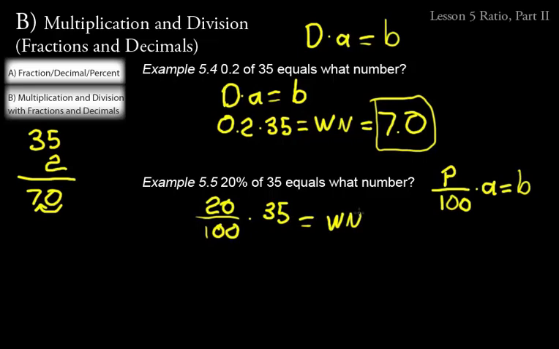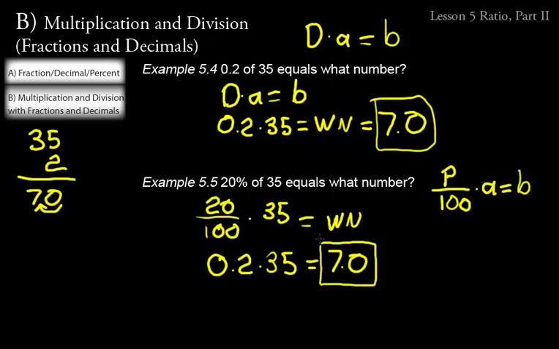Well, how can we simplify this? Instead of 20 over 100, we could say 2 over 10, 0.2, right? We could write it as a decimal, 0.2 times 35. And we already know what that is: 35 times 2 is 70. Add the decimal back in, that's equal to 7.0. So there's our answer. 20% of 35 is the same thing as asking 0.2 of 35. It just looks different. So these are actually the same problem, right? We got the same answer, 7.0, for both of them.